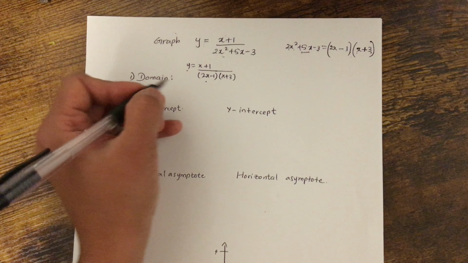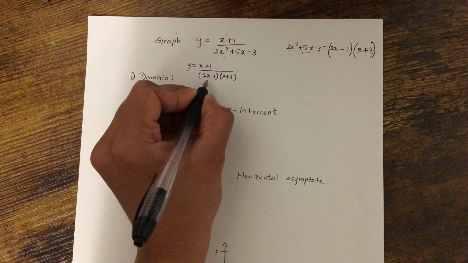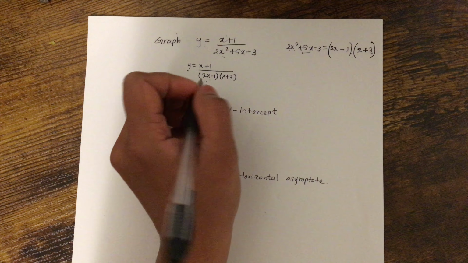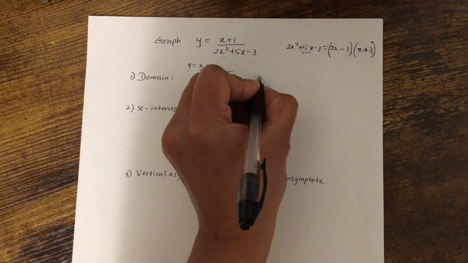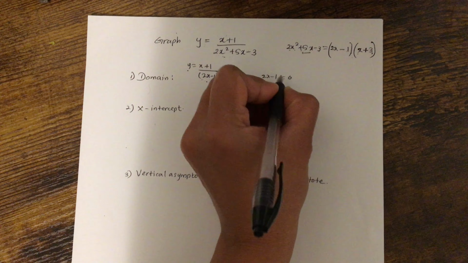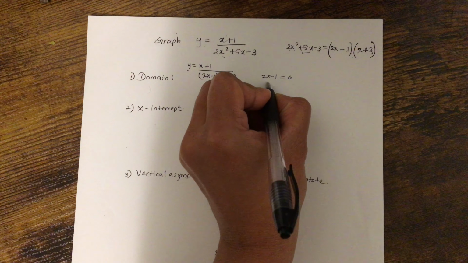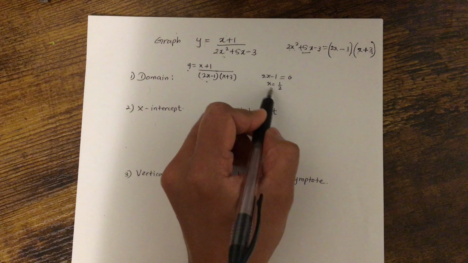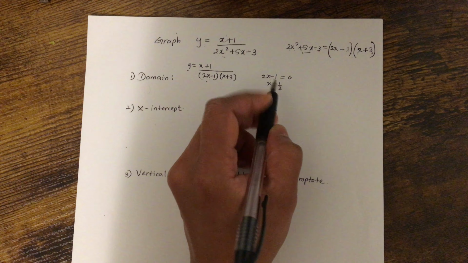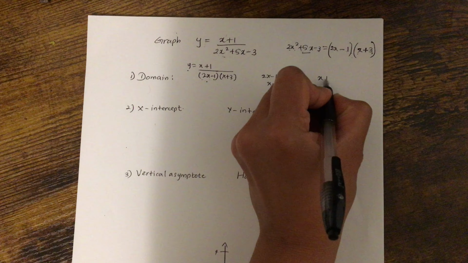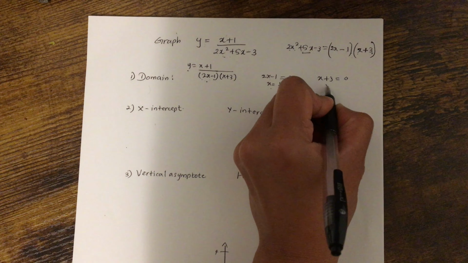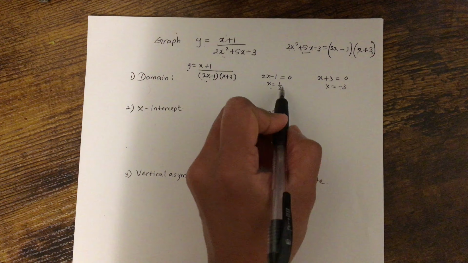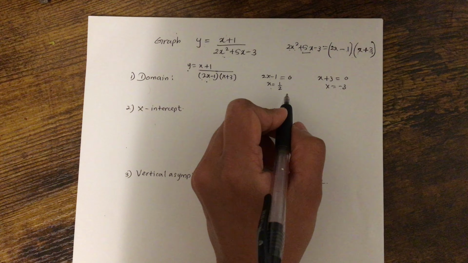To find the domain, you have to look at the denominator and find all the x values that make the denominator equal 0. So consider the first factor, 2x minus 1 equals 0. Then solve for x. It gives you x equals positive half, right? And the other factor, x plus 3 equals 0, then x equals negative 3. So you have to remove x equals negative 3 and x equals half from your domain.